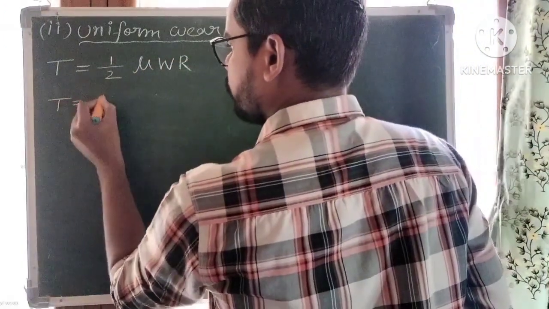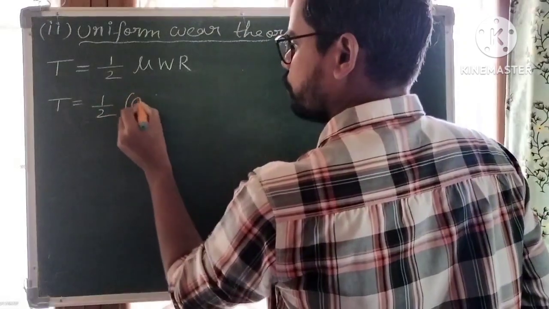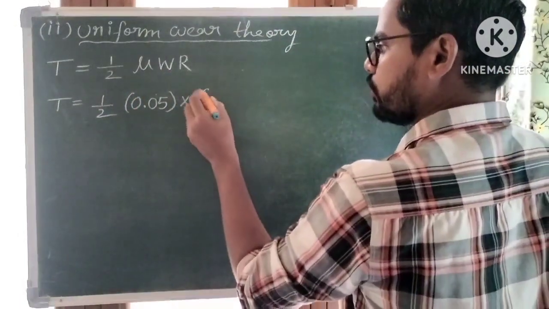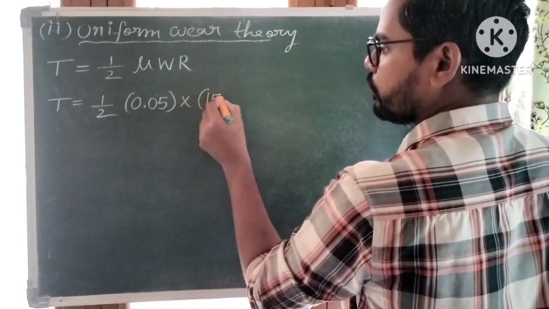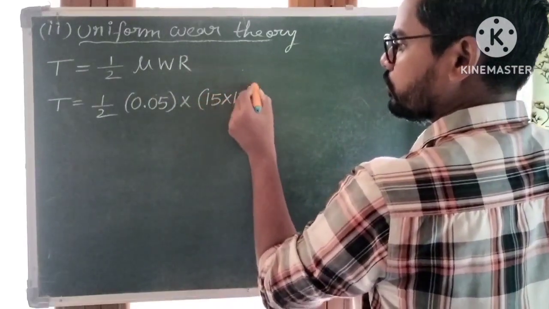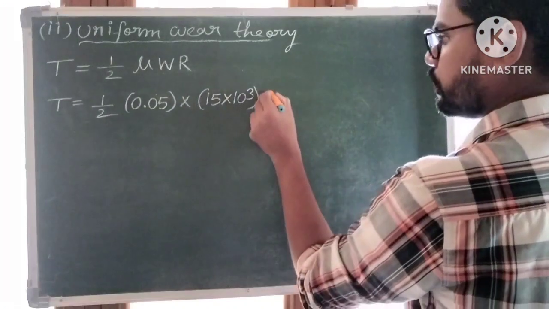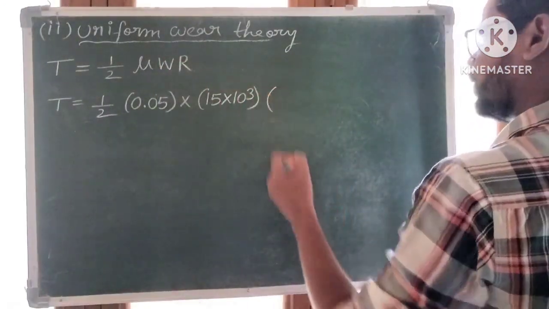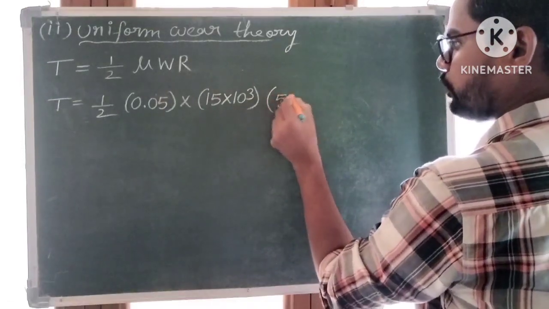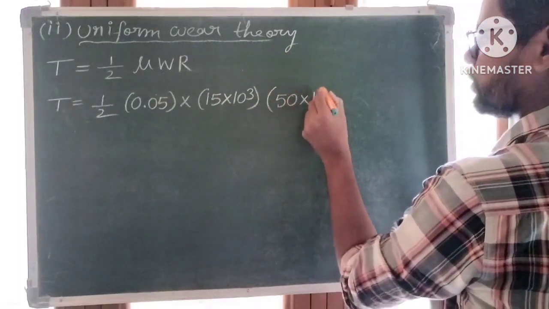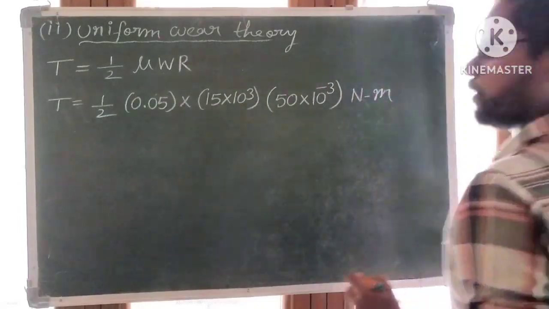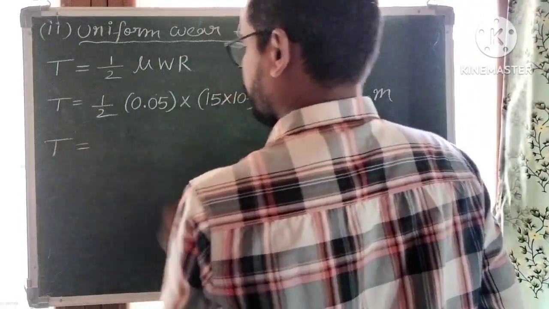So T is equal to half. What is the coefficient of friction? 0.05, into W, the radial load, given as 15 kilonewton, converted into newtons, so 15 into 10 cube. And what is R? The radius of the bearing surface or radius of the vertical shaft. So 50 mm, which means 50 into 10 to the power minus 3 meters. So what is the unit of frictional torque? Newton meter.